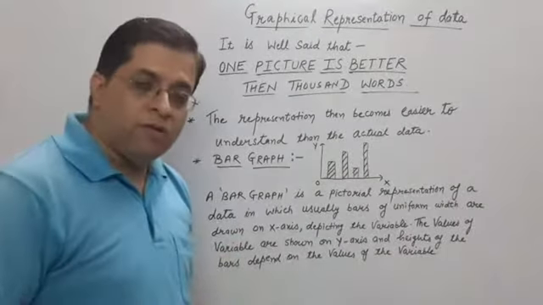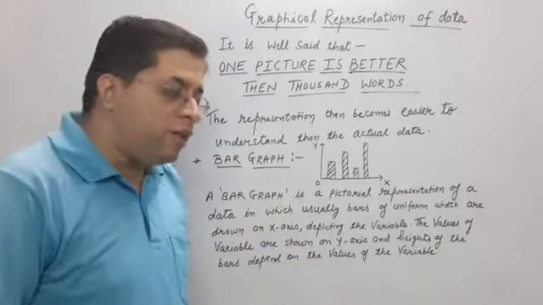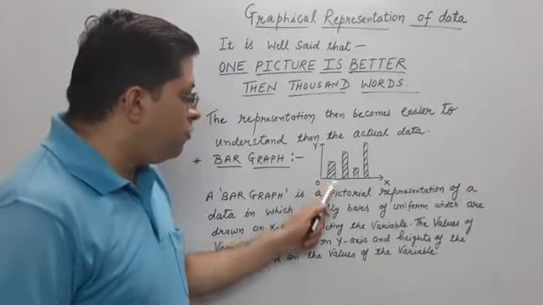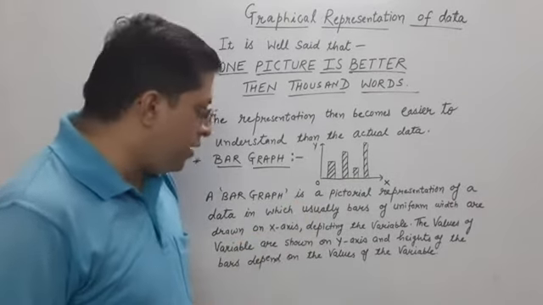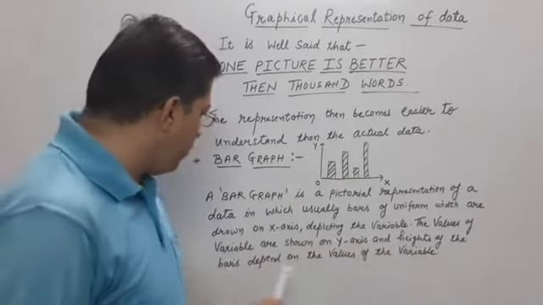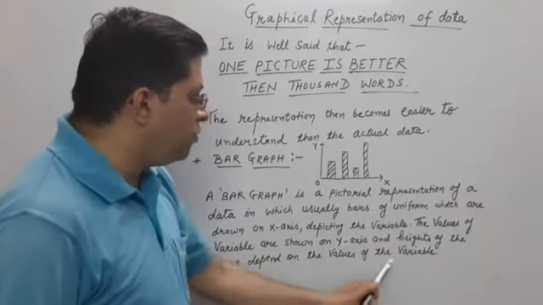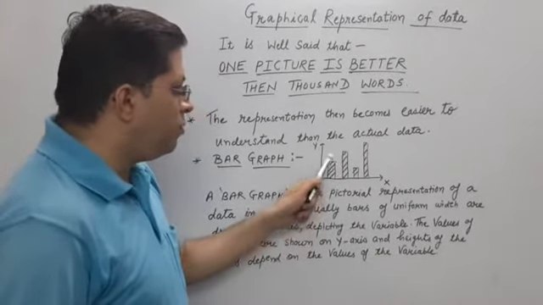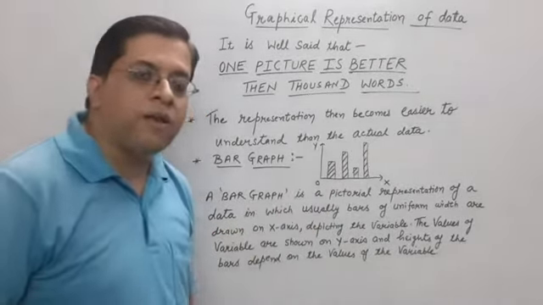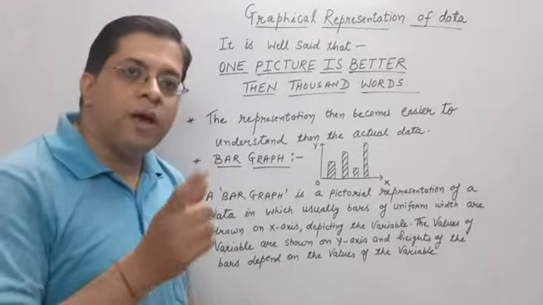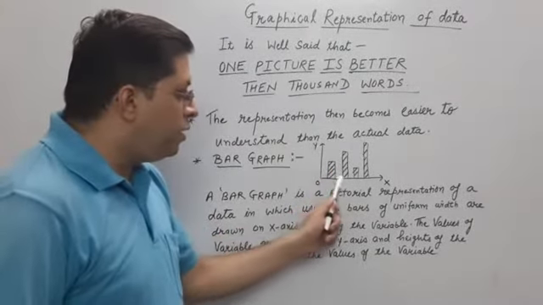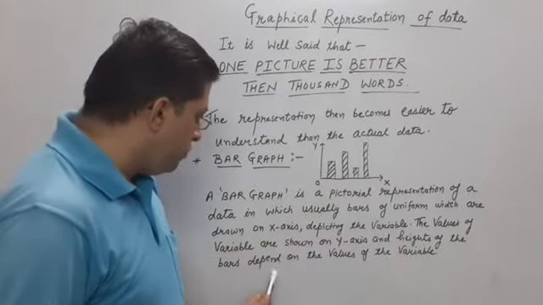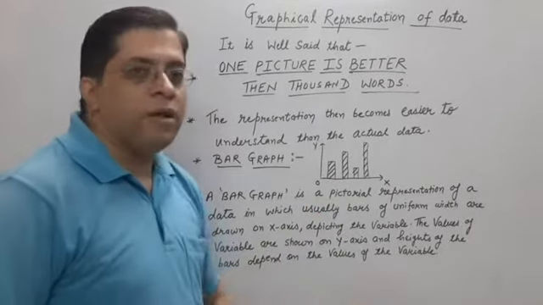What are the values? How many students are in each section? These are shown on the y-axis, and the heights of the bars depend on the values of the variable. Height of the bars: how many students are in section A? How many are in section B? How many are in C? In this way, these heights show the values of the variable.